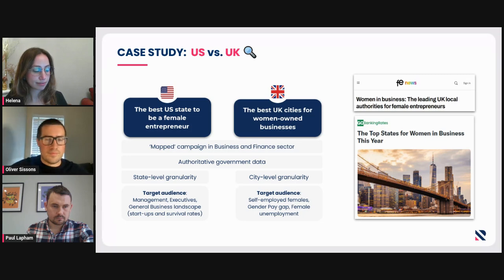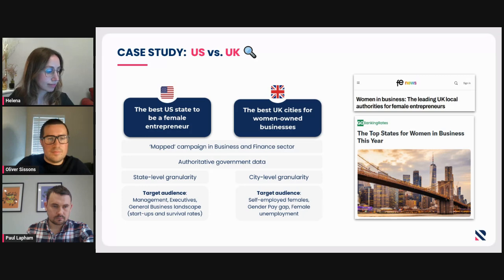In addition to the granularity, there's a difference in the data variables of interest to shape each campaign. For the US, the focus is very much on women in business and variables such as the female to male ratio in management and executive positions across the business landscape. For the US campaign, you can also showcase some of the general business environment for females and for entrepreneurship in general, so things like startup rates and survival rates. This is typically a peak of interest.